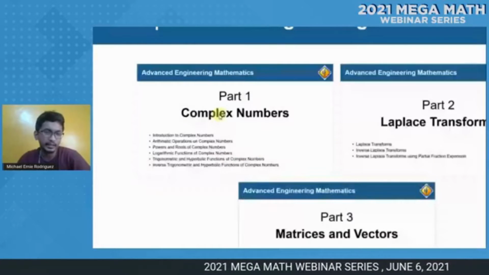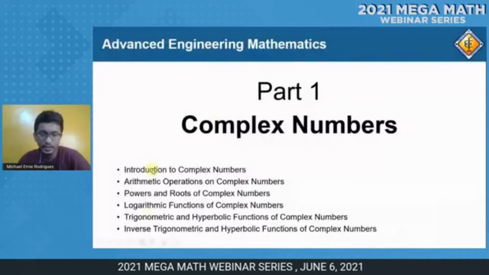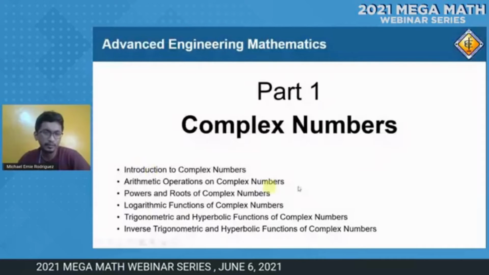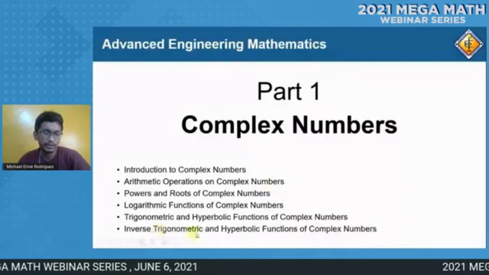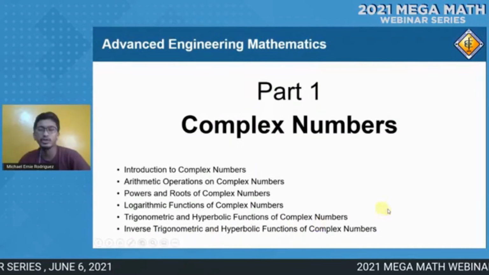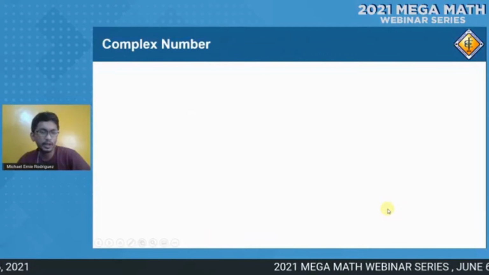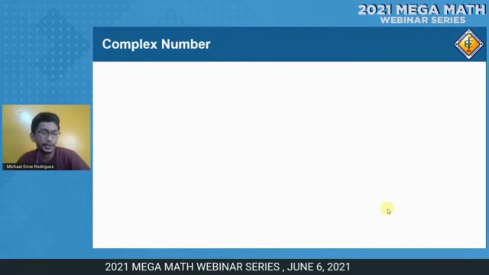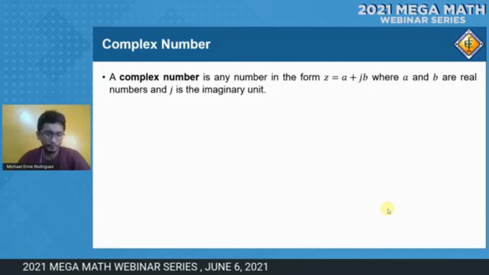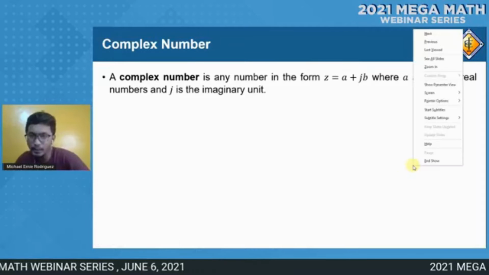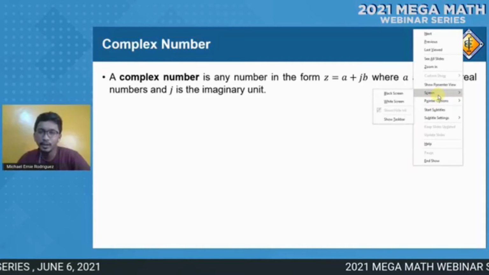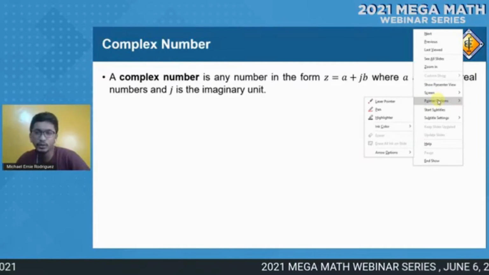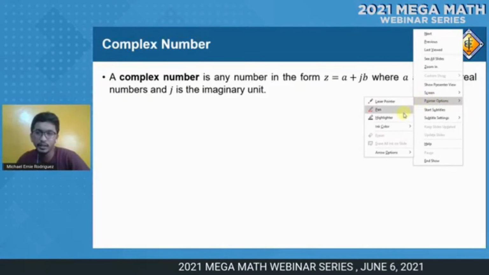So ito yung discuss natin, 6 topics, from introduction up to solving inverse trigonometric and hyperbolic functions. So first, bago tayo proceed, define muna natin yung complex number. So ang complex number, this is any number in the form z is equal to a plus jb.